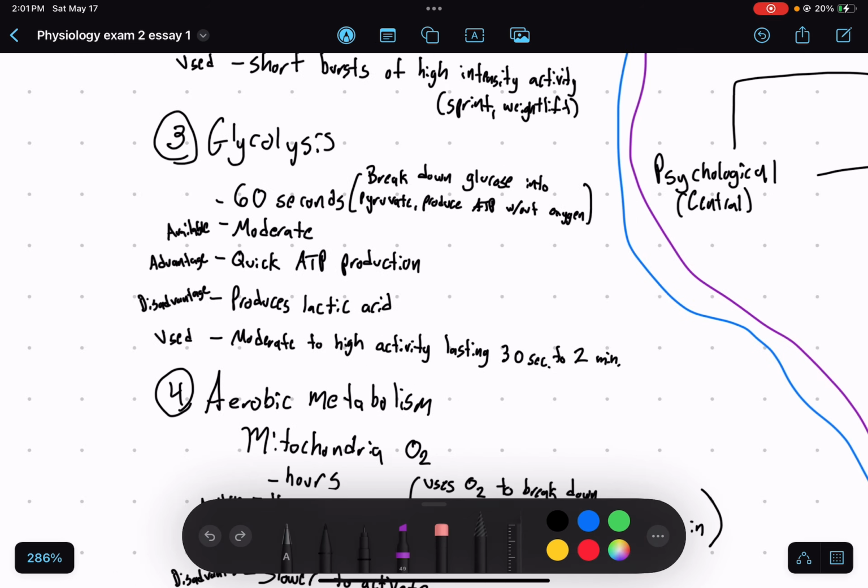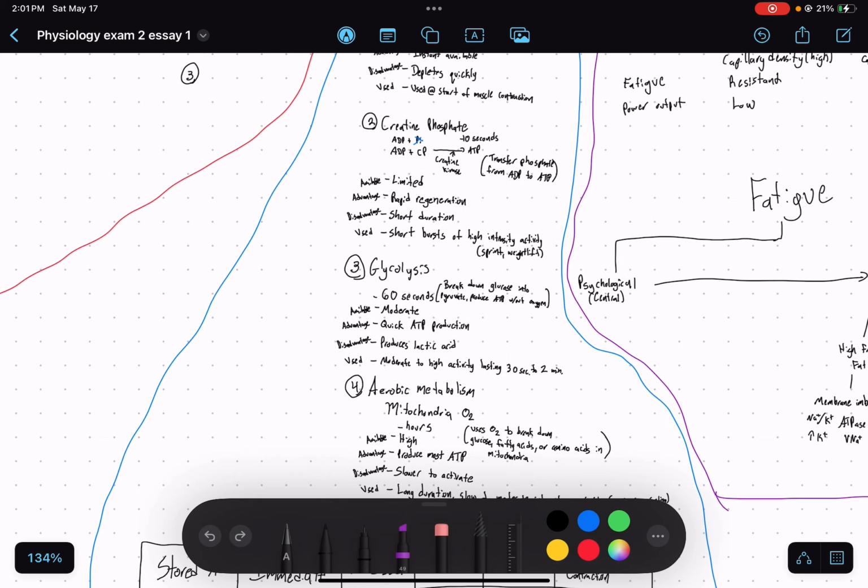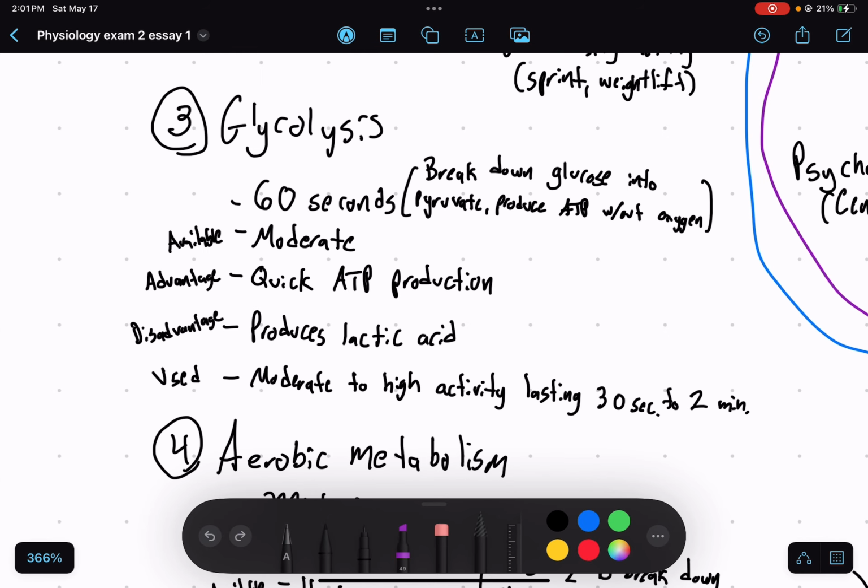Next one up, we have glycolysis. This one is the breakdown of glucose into pyruvate, which produces ATP without oxygen. This one generally helps you maintain the muscle contraction for up to 60 seconds. Its availability is moderate. It's in between the stores in the creatine phosphate and aerobic metabolism, which is the highest. The advantage is that it has quick ATP production, so that way we can do different things.